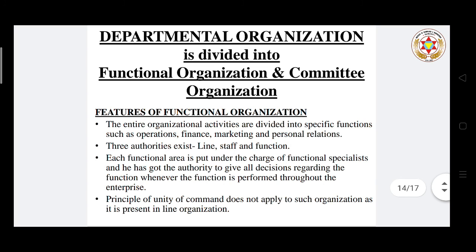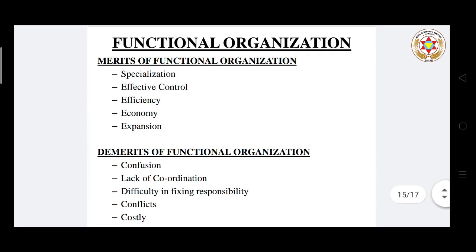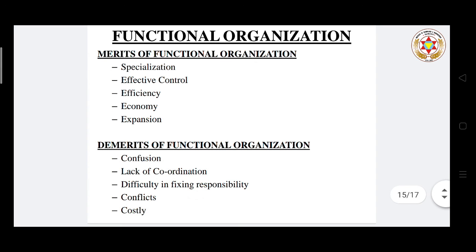The next level is the departmental organization or division, which is divided into the functional organization and the committee organization. The functional organization, it says the functional specialists are there. There is executive authority to functional specialists, a large number of subordinates, there is multiplicity of bosses. So the principle of unity of command does not apply to such organization as it is present in the line organization. The merits are specialization, effective control, efficiency, economy, expansion of the functional organization, whereas the demerits are confusion, lack of coordination, difficulty in fixing responsibility, conflict, and costly.